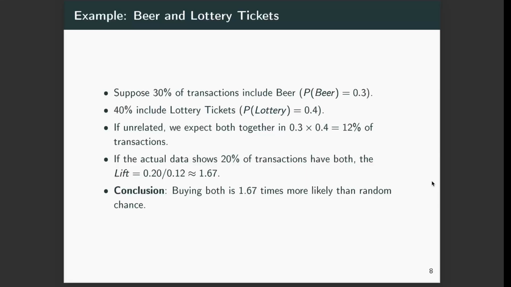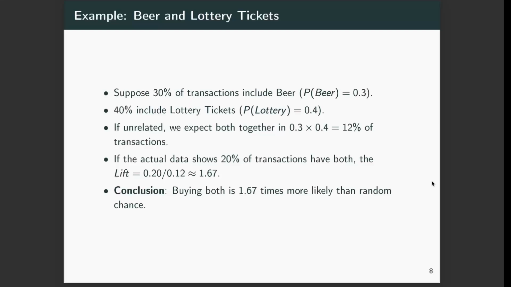But when we actually look at the data, we find that 20% of transactions contain both beer and lottery tickets. The actual observed probability is 0.20. This is noticeably higher than our expected 0.12. Now we compute the lift. Lift equals 0.20 divided by 0.12, which is approximately 1.67.